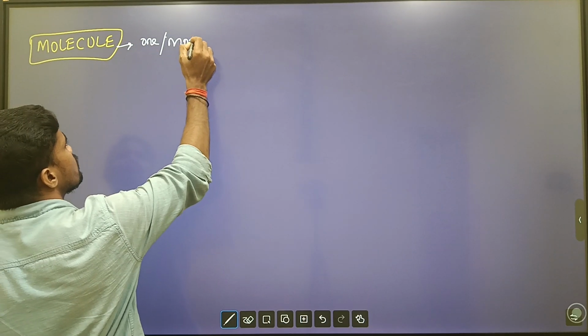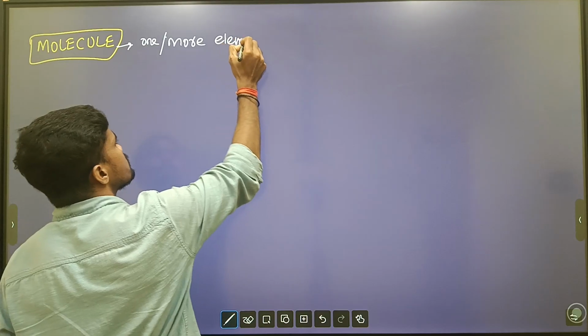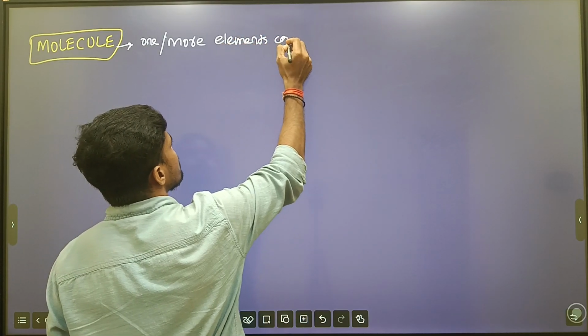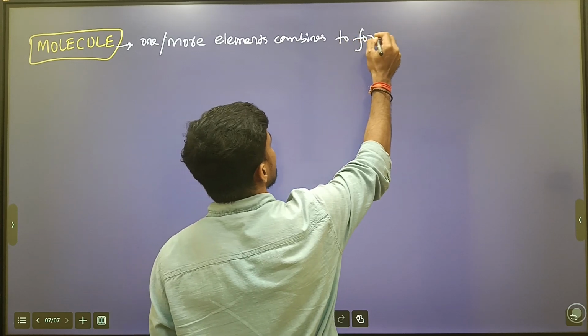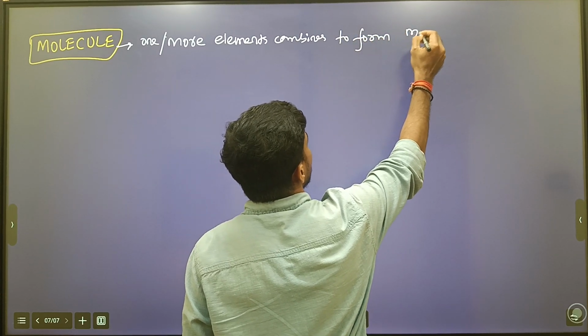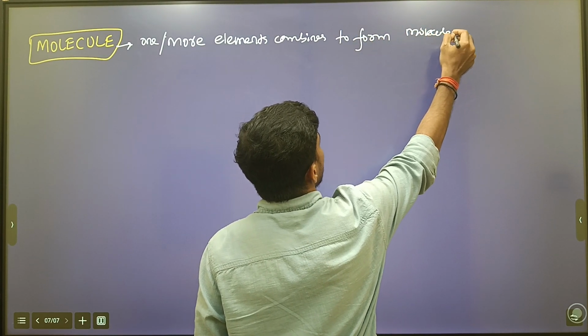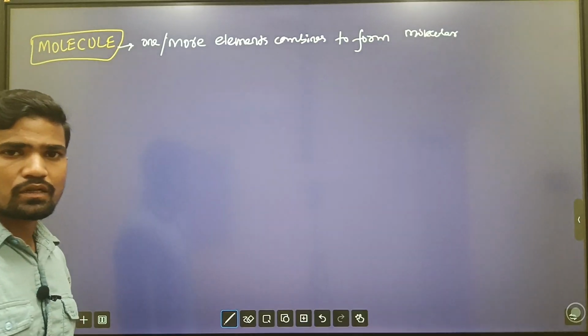One or more elements combine to form molecules, and they may be similar or dissimilar.